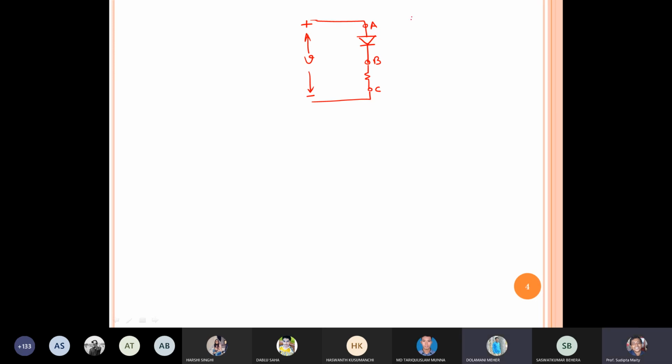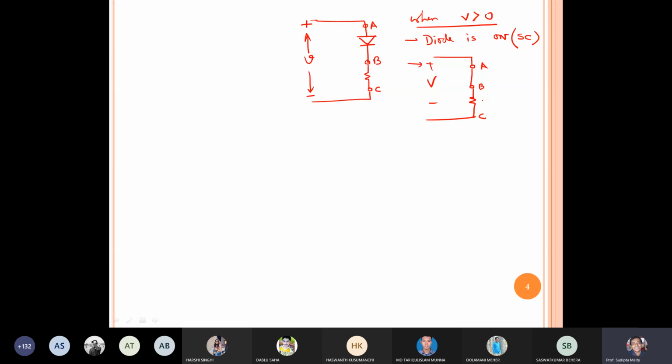Now, when V is greater than 0, the diode is on, so it will act as a short circuit. So I can draw the circuit in this way. It is A, it is B, it is C, with plus and minus across B. It will act as a short circuit.